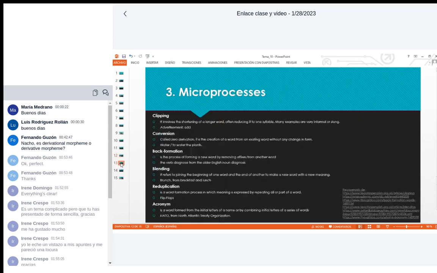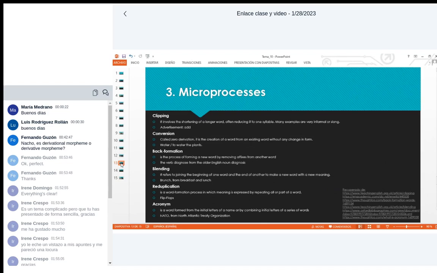Well, the next aspect we would have to talk about in this theme is the microprocesses, which are different. There are many different kinds of microprocesses: clipping, conversion, back formation, blending, reduplication, or acronyms. Now, clipping is a shortening of the word. We may shorten the word because it's too long, or because we don't think it's necessary to say so. For example, the word advertisement, we have cut it into ad.